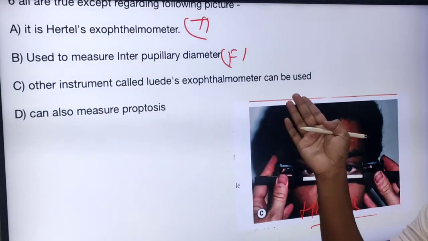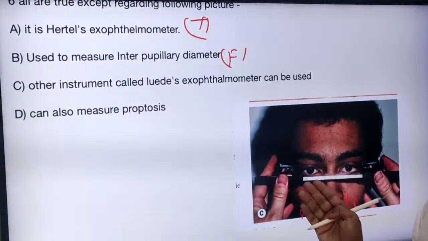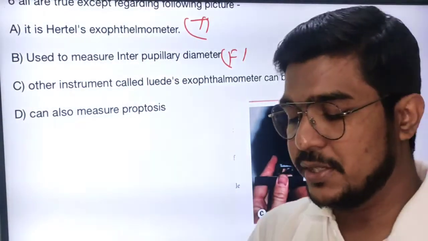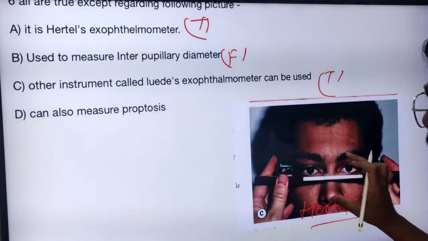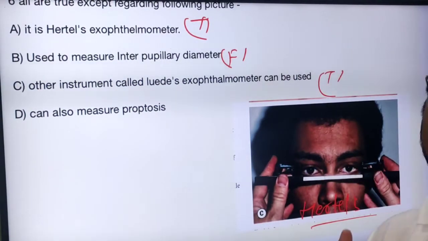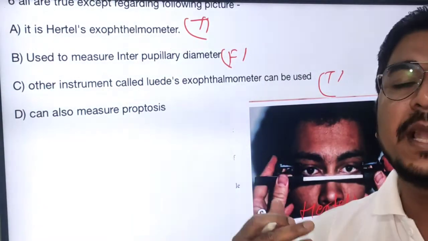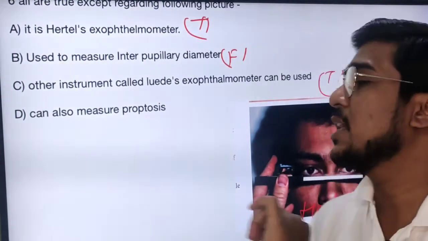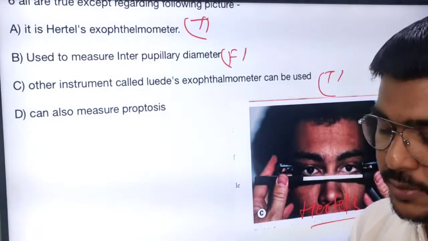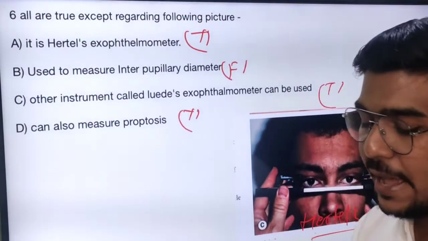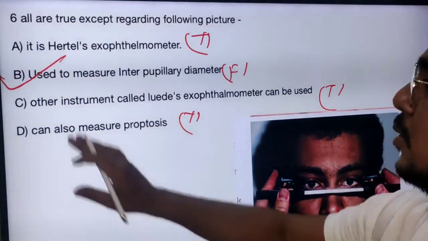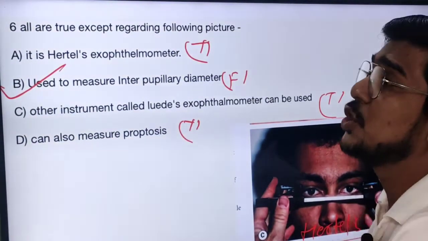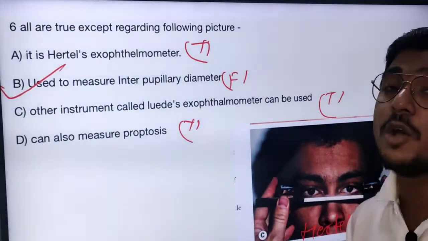Luedde's exophthalmometer can also be used instead of this. If you don't have this Hertel's, you can use the Luedde's exophthalmometer. So this is right. And what is being done? This is actually measuring the amount of bulging, the amount of protrusion of the eyeball. That is proptosis. Obviously, this is the right answer. So we have our answer here is this. This is the false statement. You have to keep in mind that the true except, this is very important. And now the tricky one.